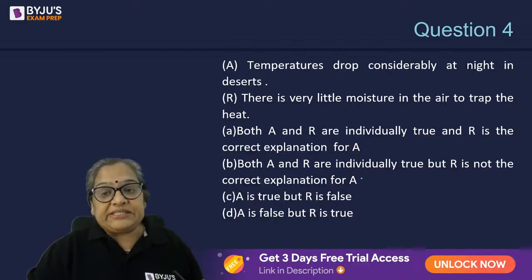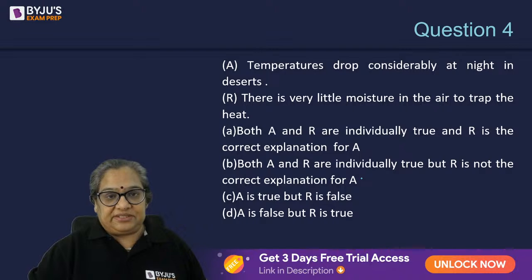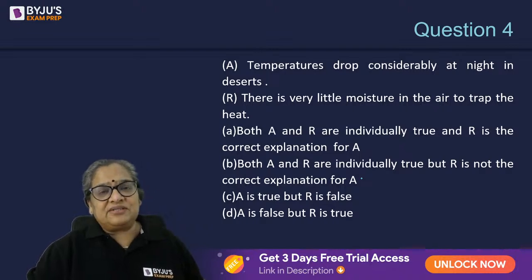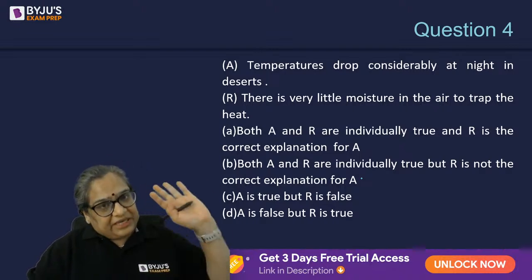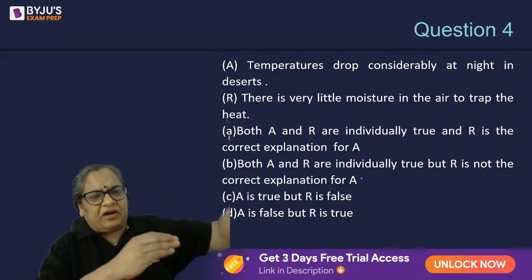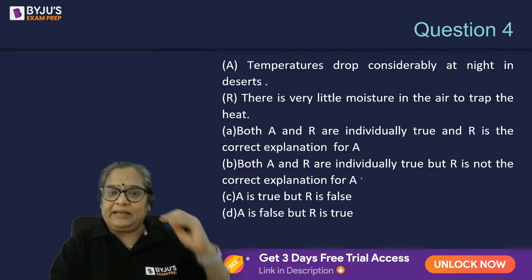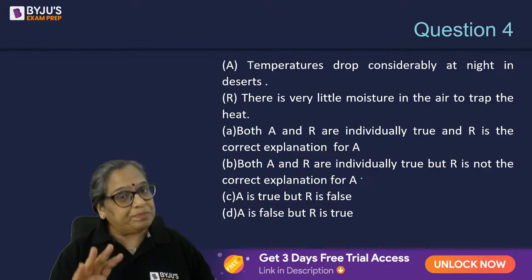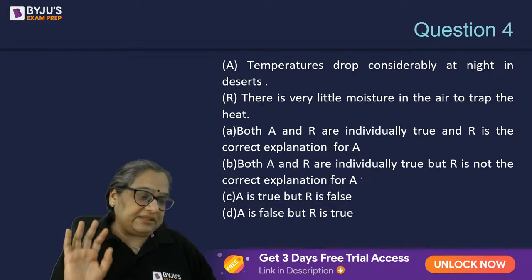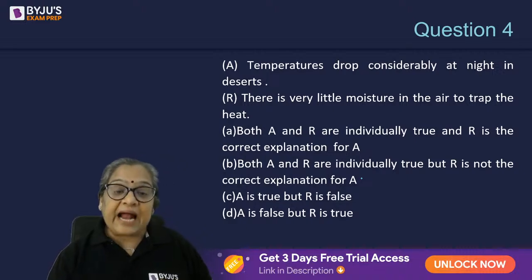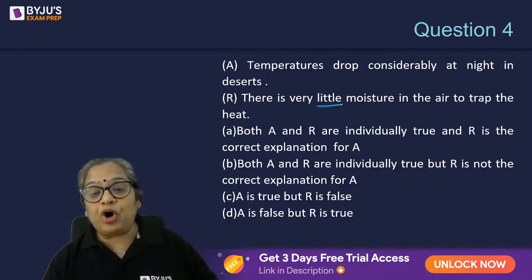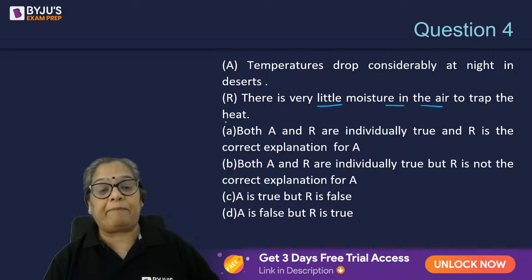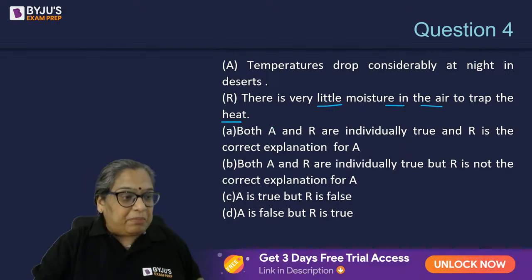Temperatures drop considerably at night in deserts. Wherever you have deserts, there's a big difference between day and night temperatures. So temperatures at night drop and it's pretty cold in the desert at night. Is that because there is very little moisture in the air to trap the heat? If yes, mark A.